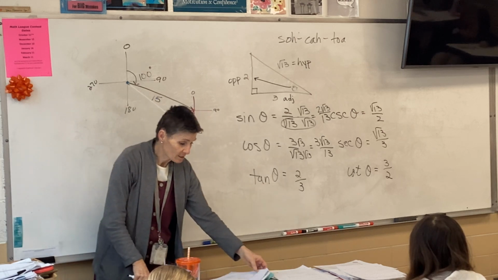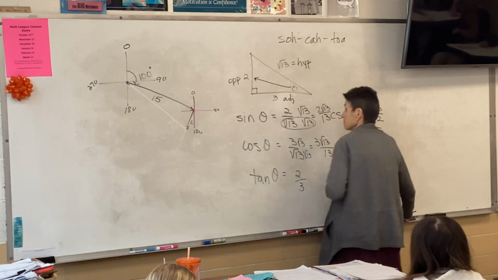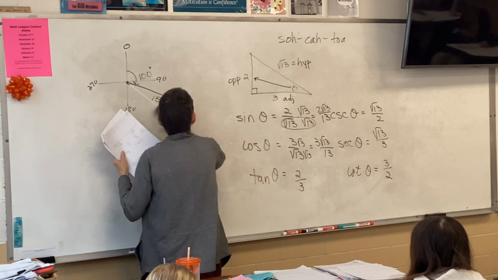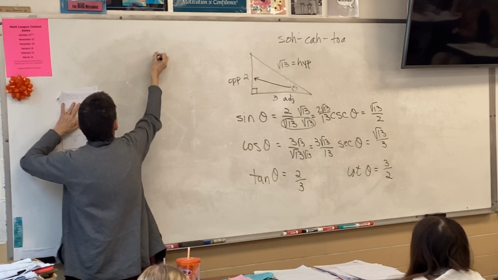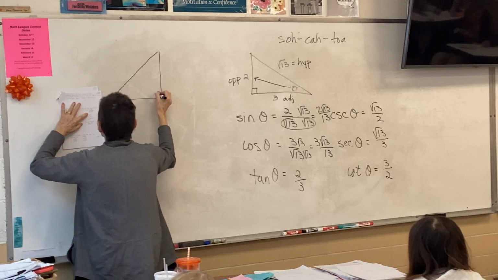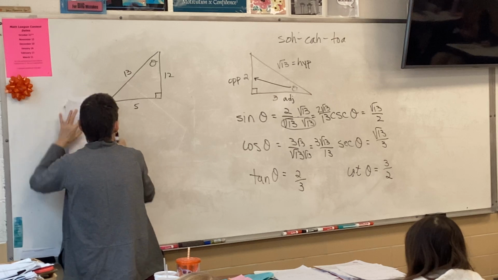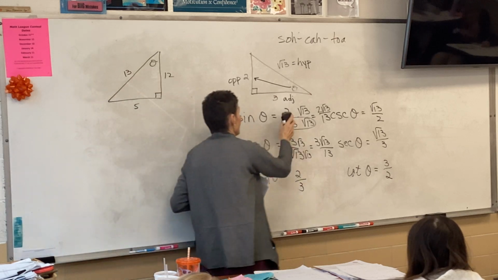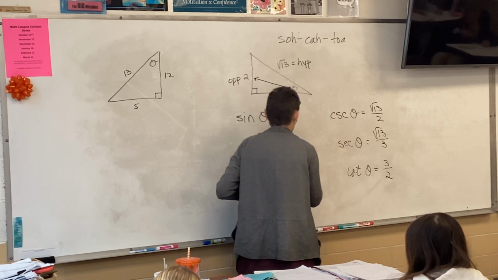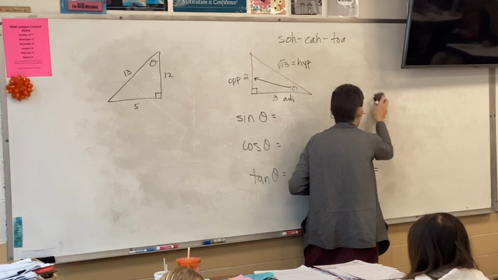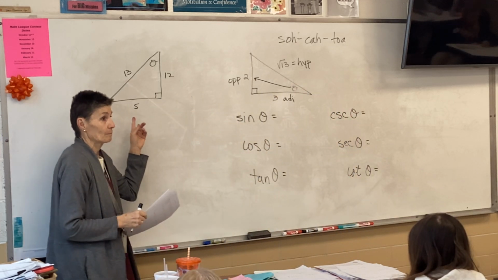Well, I hope you enjoyed it because we got another one. So now I have a triangle that looks like this. And I'm going to do the same exact thing. I'm going to find sine, cosine, tangent, cosecant, secant, and cotangent. All right, and this is my picture this time.